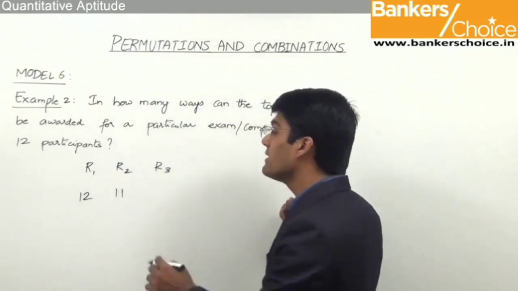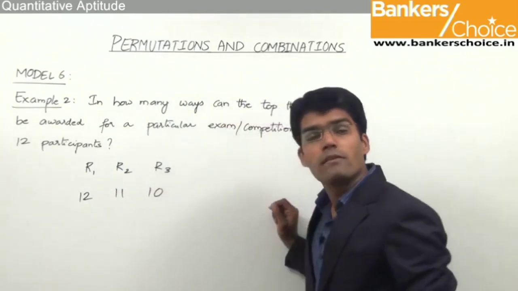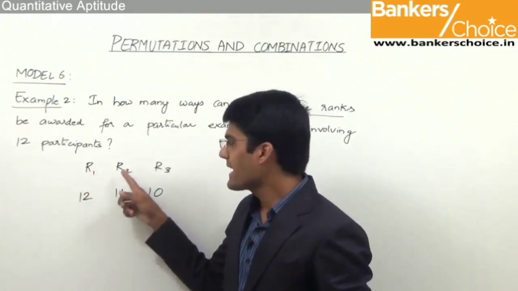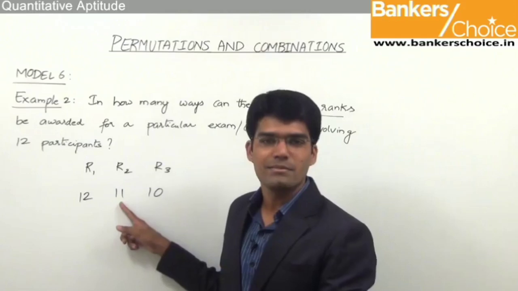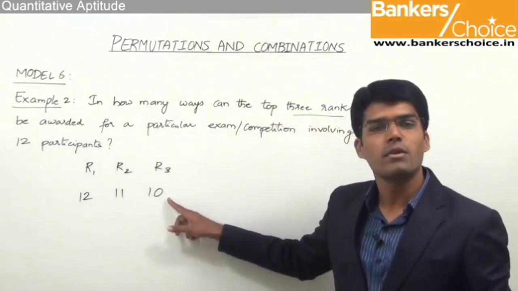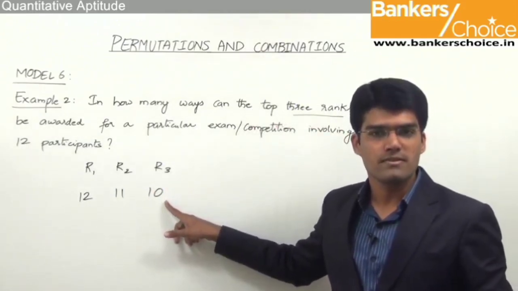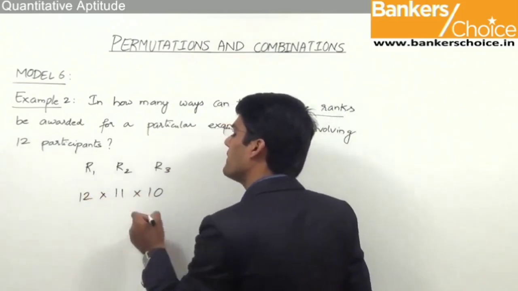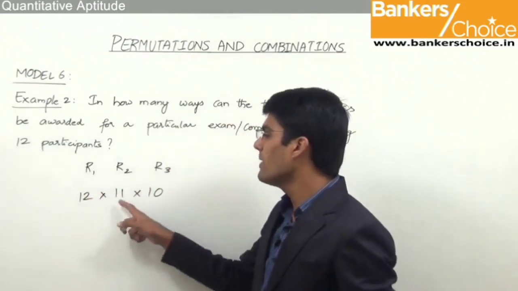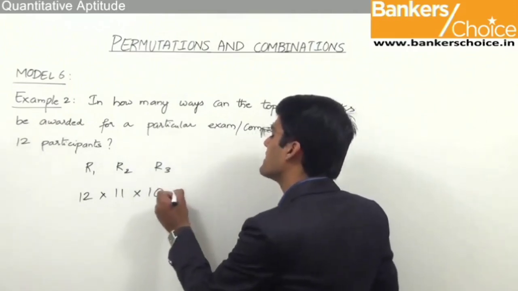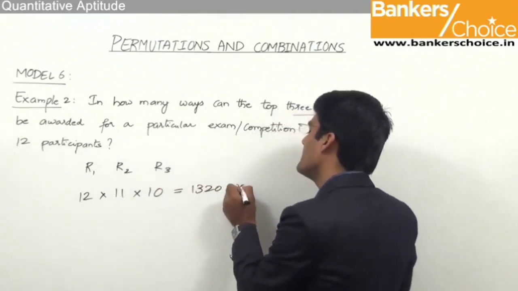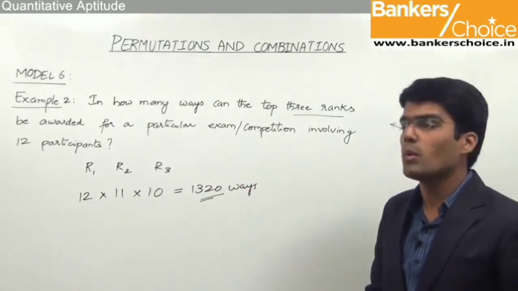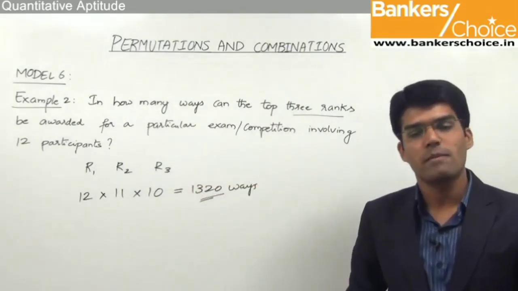And likewise, the third rank can be given to any one of the remaining 10 persons. So the first rank can be given to any one of the 12 persons, the second rank to any one of the remaining 11 persons, and the third rank to any one of the left out 10 persons. Altogether these 3 ranks can be given in 12 into 11 into 10 ways. 12 into 11 is 132, into 10 is 1320. So there are 1320 different ways in which the top 3 ranks can be given in a competition which has 12 participants.